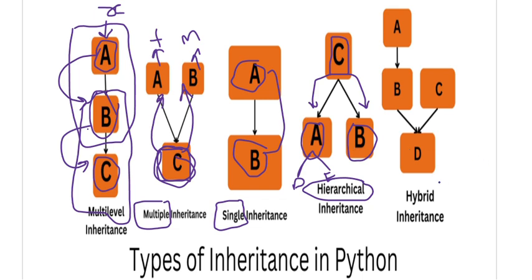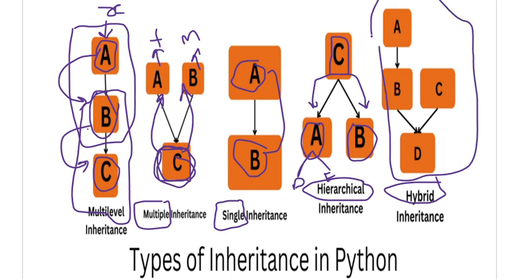Next, hybrid inheritance. What is hybrid? Look at this diagram very carefully. A will be acting as a parent only for B, not for C. There is no connection between A and C. For A and B only we have one connection, where A is a parent and B is the child, but C is not connected to A. So we have no relation between A and C.